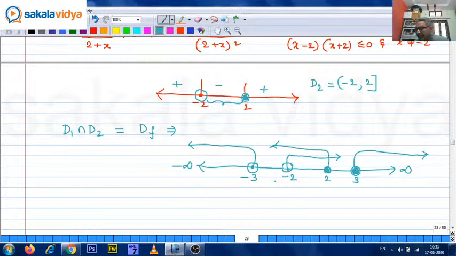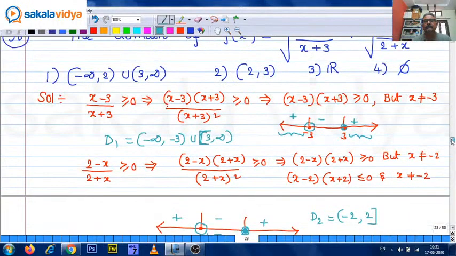Intersection, no common part we can find out here. That's why therefore domain of f is equal to nothing, null set. So phi is the solution. Fourth option is the right option.